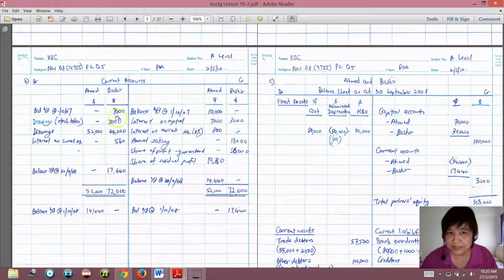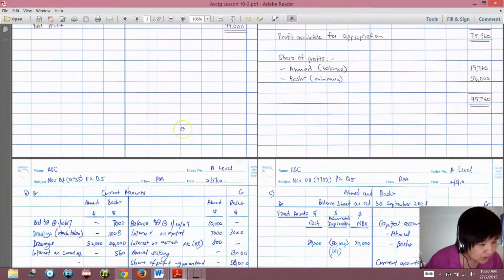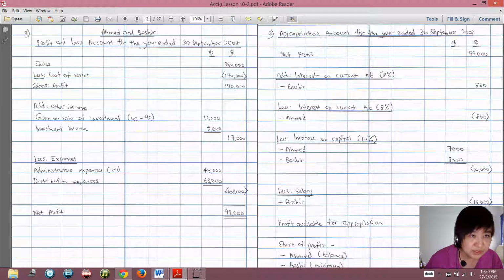Okay, so now we come to the profit and loss account. We have sales. Sales is 360,000. We copy from the question. Then after that we have cost of sales, which here is 170,000.